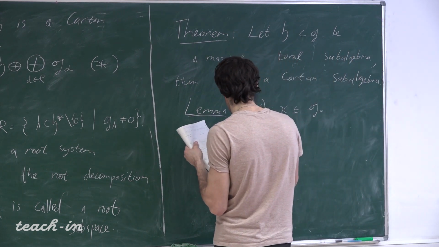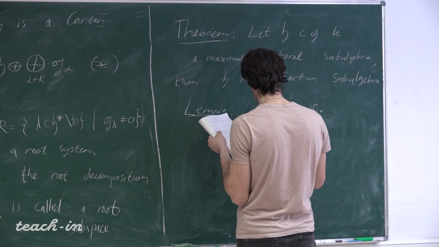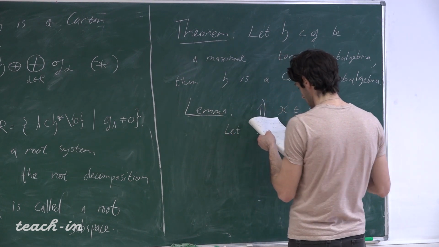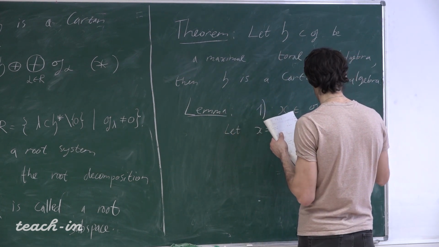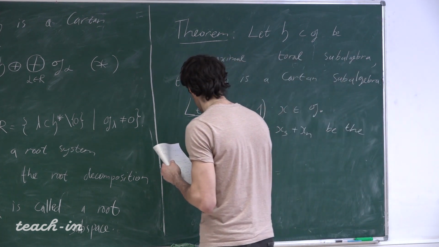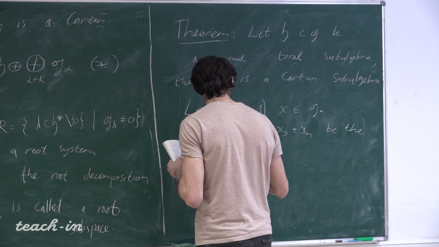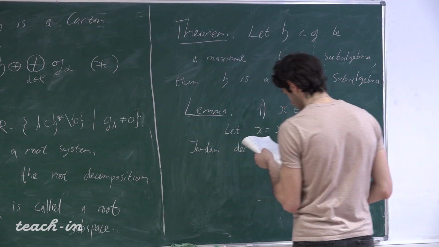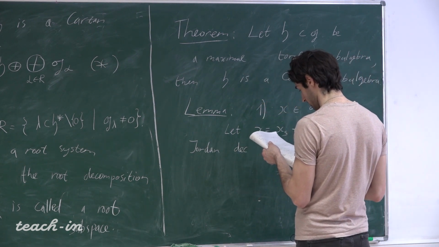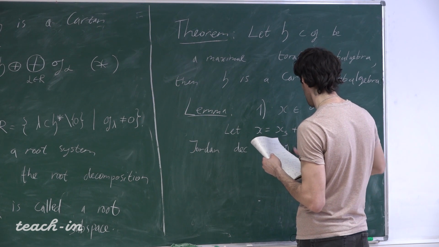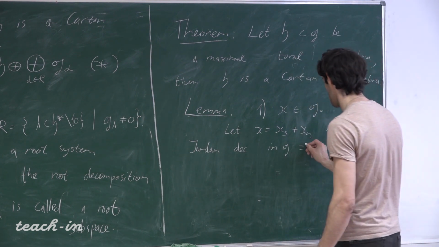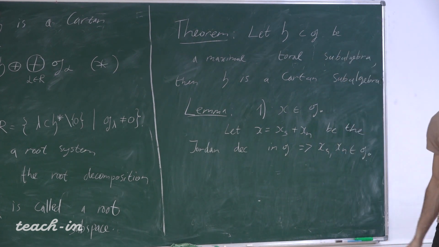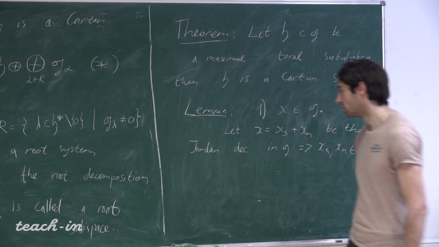So let x equals xs plus xn be the Jordan decomposition in G, right? In G, okay. Then xs and xn, they belong to G0. So that's exactly what I said.